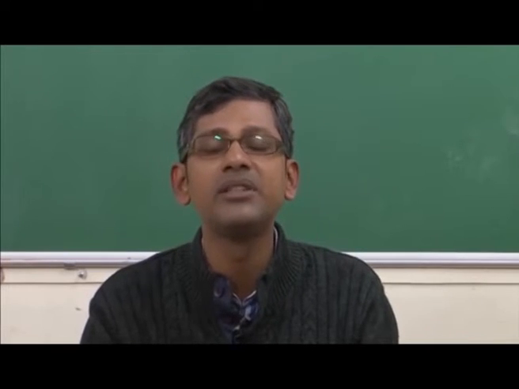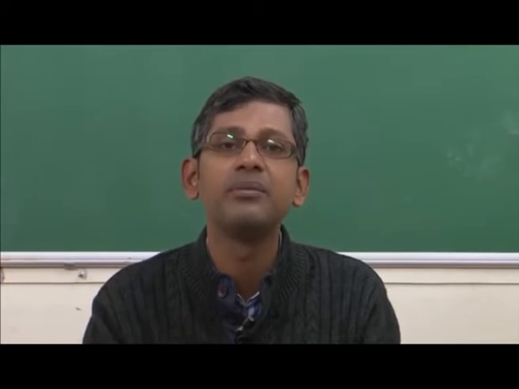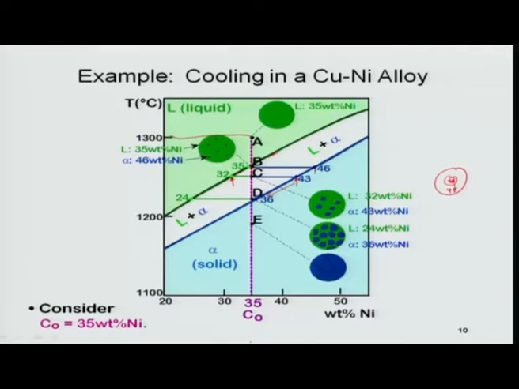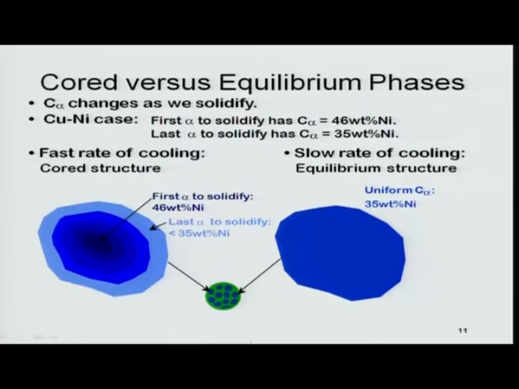Why? Because in a real situation you cannot keep the sample at a particular temperature for an infinitely long time. That is not possible. On an industrial scale, time is money. So you cannot keep the sample at a temperature, suppose at point C or point D, for sufficiently long time for it to equilibrate, and thus things will change. That is why I am going to discuss next what will happen if we solidify the alloy under non-equilibrium conditions.